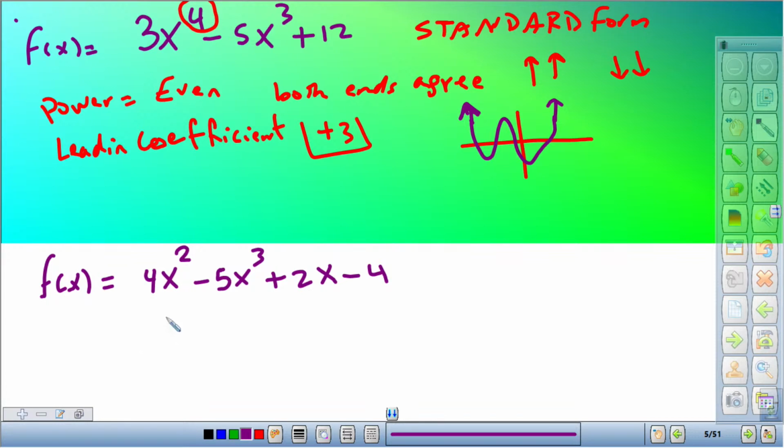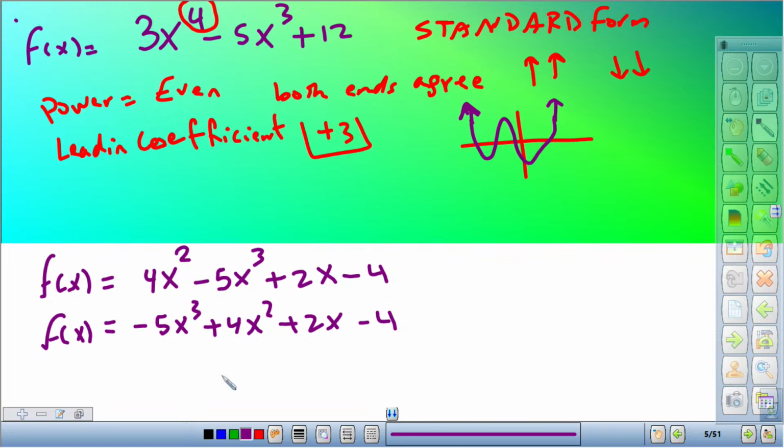Well, first thing first, is this in standard form? Help me, guys, with the whiteboard or chat or the live stream comments. It's not standard form. Standard form means I have to start from the highest exponent down to the lowest. So I have to rewrite this one in standard form. That's going to be negative 5x cubed plus 4x squared plus 2x minus 4.